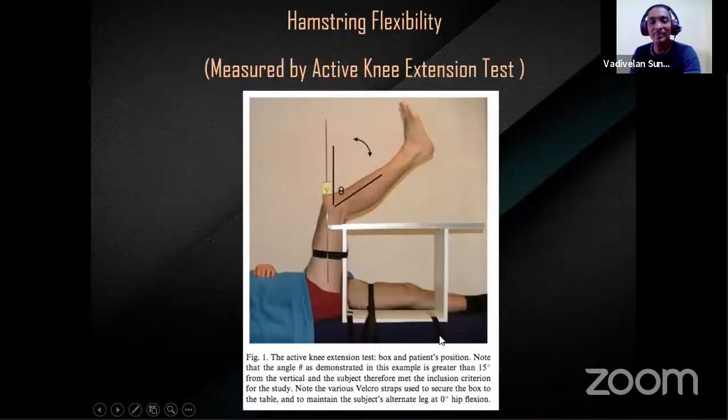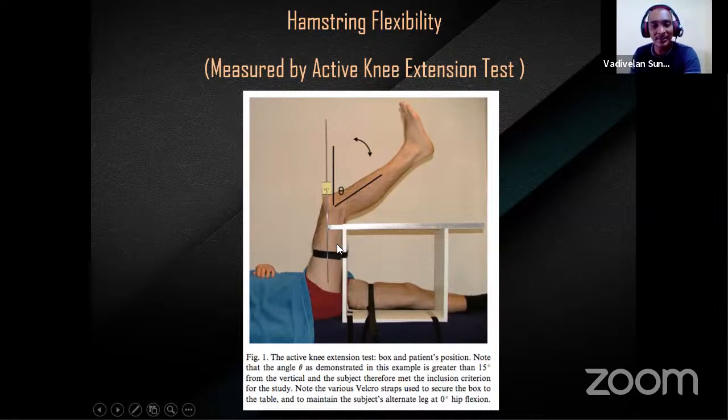So who all needs to be trained in this one? Okay, the measurement is taken with the active knee extension test. Here the athlete's hip is stabilized at 90 degrees. Ask the athlete to actively extend his knee, and the angle between the imaginary line and the limb is taken. If it is more than 15 degrees, we can decide the athlete has hamstring tightness.